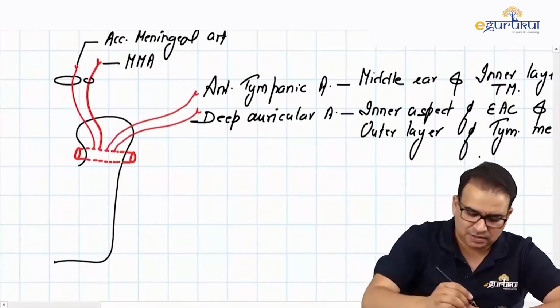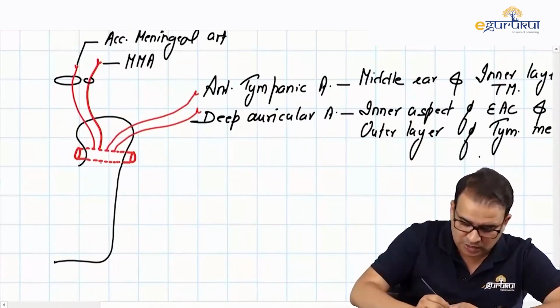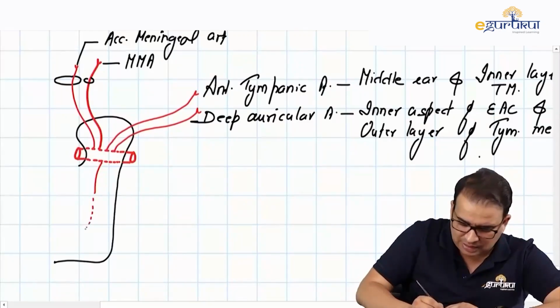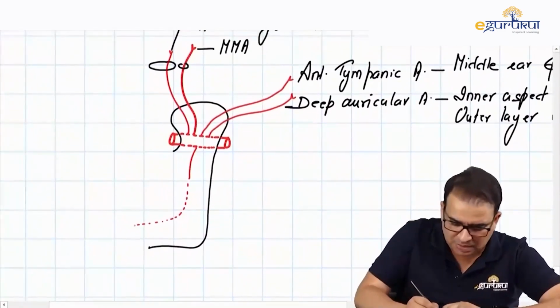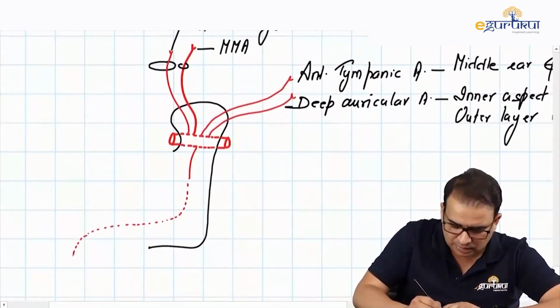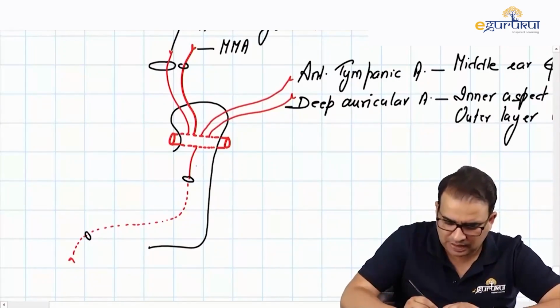And finally, the only branch from the first part which goes downward in the mandible runs inside the mandibular canal, and just like the nerve, this artery also comes out through the mental foramen later on. That is the inferior alveolar artery.